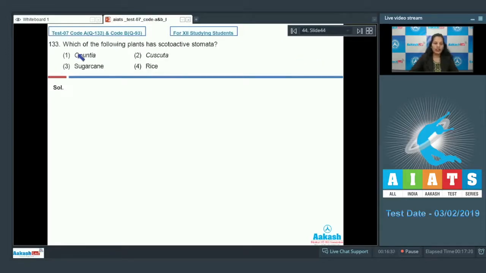Question number 133. Which of the following plants has a scotoactive stomata? First option opuntia, second cuscuta, third sugarcane, fourth rice. Scotoactive stomata are the stomata which are closed during the daytime and remain open during the night. So these kind of stomata are present in the CAM plants or the plants which show CAM activity. So you have to find the CAM plant over here. Sugarcane is a C4 plant, rice is a C3 plant.